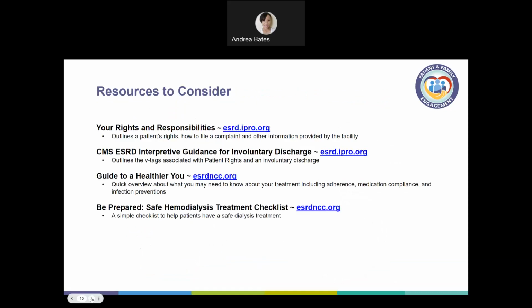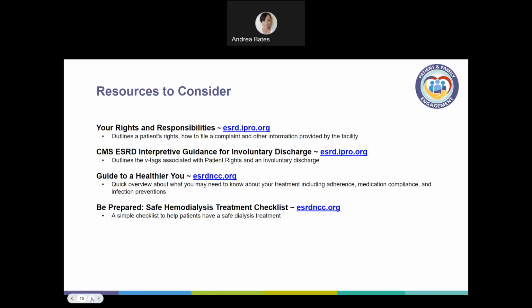transferring the patient to another facility that can maybe accommodate their needs. And lastly, here are some resources to consider. I have the patient rights and responsibilities. There are all different sorts of resources available. This one we based off, I believe, the National Kidney Foundation, so it's really comprehensive. There's also a link to the CMS ESRD interpretive guidance for involuntary discharge. Even though this wasn't focused on involuntary discharge, it does outline the V-tags associated with patient rights and involuntary discharge and what the facility responsibilities are.